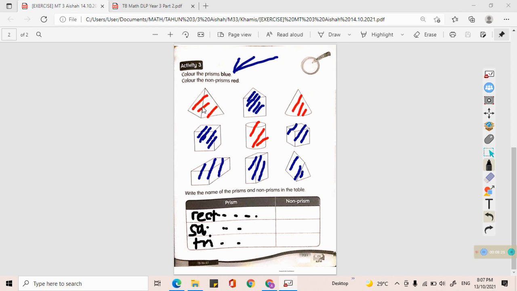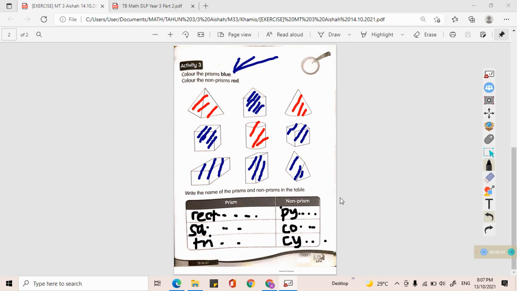Okay, the non-prisms. The red color is the non-prisms. Can you tell me what is the name of this shape? You have already learned this one in year 2. Okay, this one is a pyramid. So you write down the name pyramid. Alright, pyramid. And then this one, cone. Write down the name of it, cone. And then this one is a shape of cylinder. So you write down the name cylinder.